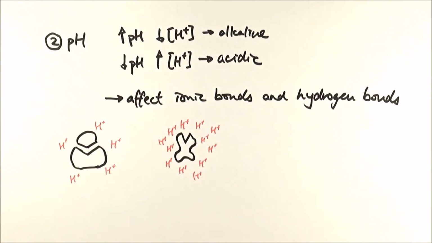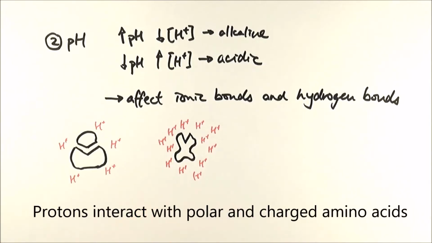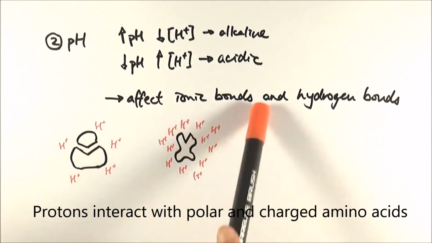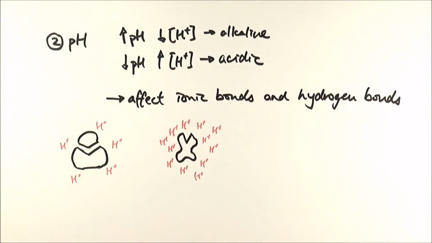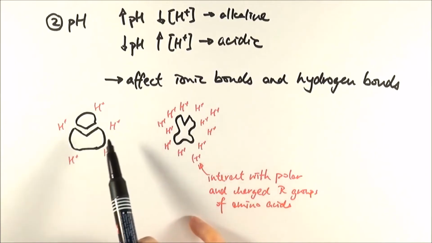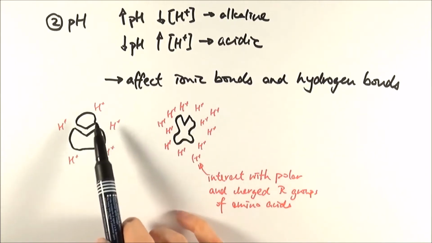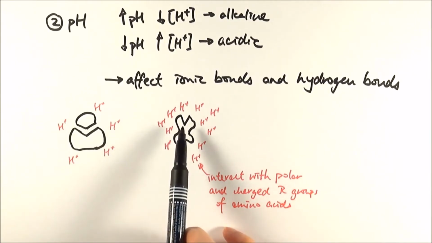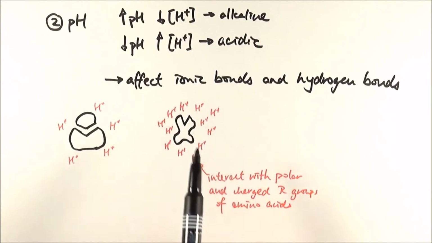So it's got lots and lots of protons around it, and what they do is interact with the polar and charged R groups of amino acids, and that's how they affect the ionic bonds and the hydrogen bonds that are formed. As you can see, there was a complete loss of the active site as well, so the substrate of this particular shape can no longer fit into that active site there.